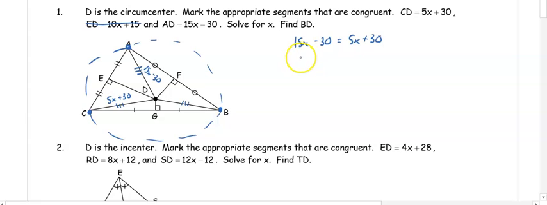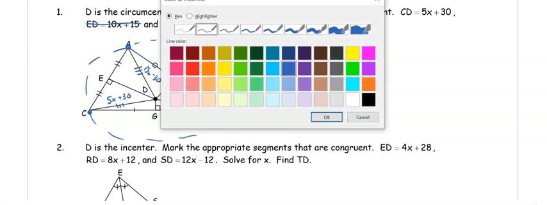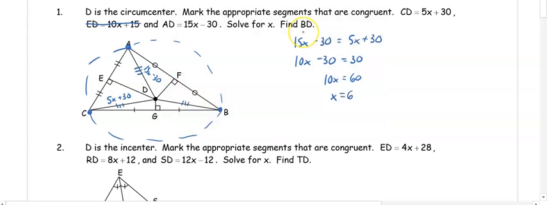We can subtract 5x from both sides. 10x minus 30 equals 30. We can add 30 to both sides. 10x equals 60. We can divide, so x is 6. Then we need to find the measure of BD. Well, BD is going to have the same measure as AD and CD, so we're going to pick one of those segments, and we're going to put 6 in for x. So I'm going to use CD, 5 times 6 plus 30, so that will get us a length of 60 for BD.